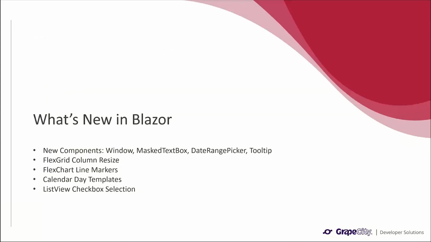Our newest Blazor edition continues to expand with new input and layout controls built natively in Blazor for both server and WebAssembly applications. This includes a new window, tooltip, date range picker, and mask text box control. All of these controls are natively written in Blazor. For existing controls, we've also added some useful new features.